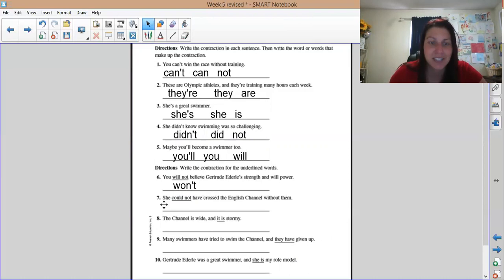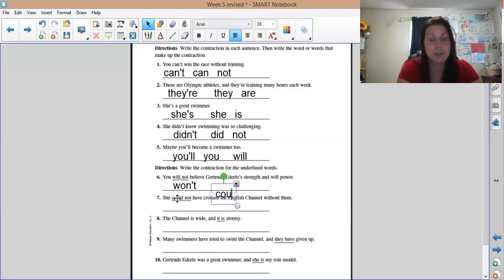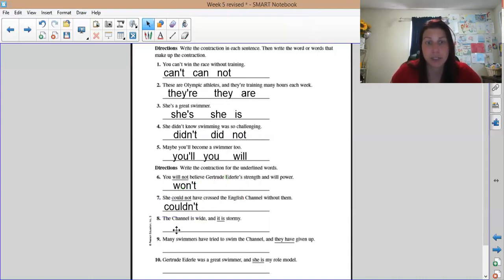All right, number 7. She could not have crossed the English Channel without them, meaning her strength and willpower. Could not becomes what? Couldn't. Make sure you are putting the apostrophe in the proper place though, okay? Make sure you're putting it where we cut out the vowel in those extra letters. The channel is wide and it is stormy.